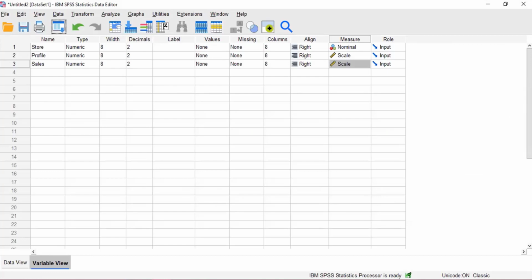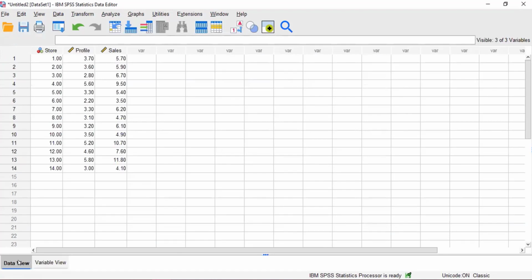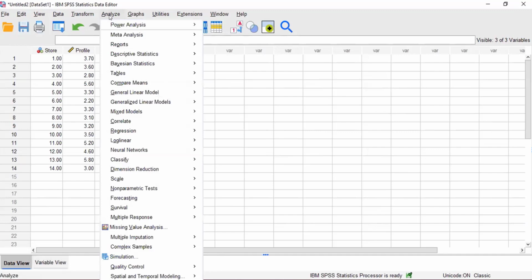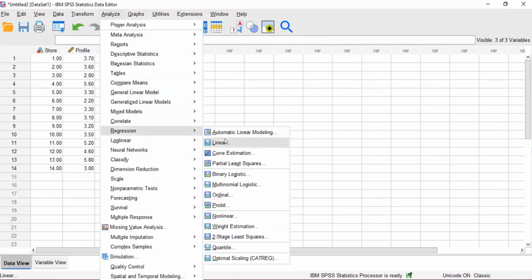Now, I'm also going to show you how to look for these things in SPSS. Here again, I've loaded our data. We have a column for store, profile, and sales. I've told SPSS that even though store is numeric data, it's nominal because each of those numbers just represent a different store. Whereas our profile of customers and our sales data are scale data. Here's what it looks like in the data view. To analyze in SPSS, you go to Analyze, Regression, Linear.